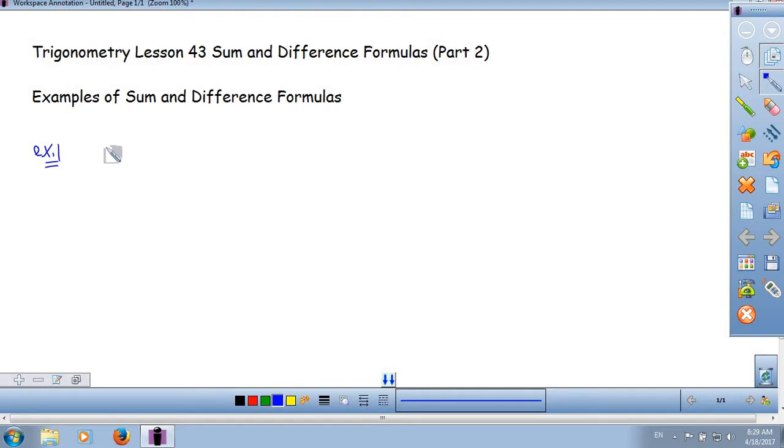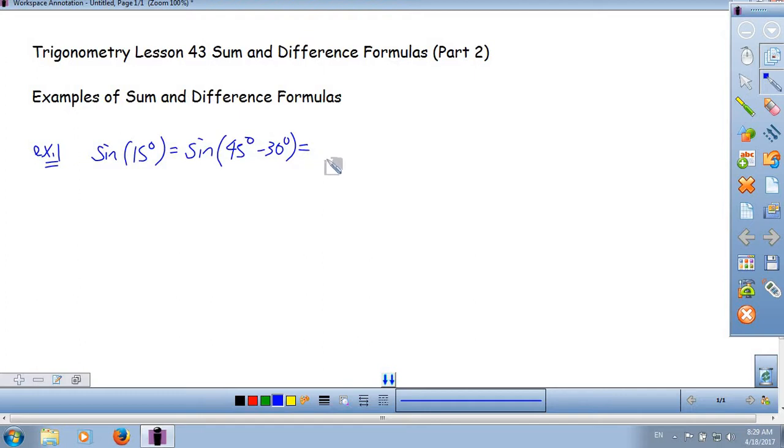So for example, let's say we want to find the sine of 15 degrees. How should we get sine of 15 degrees? To find the exact sine of 15 degrees using the sum or difference formula, we can use the difference of 45 and 30. Why do I want to use 45 and 30? Because they are part of our unit circle, so we know the exact answers for 45 and 30 degrees, and this will be easier for us to work out.